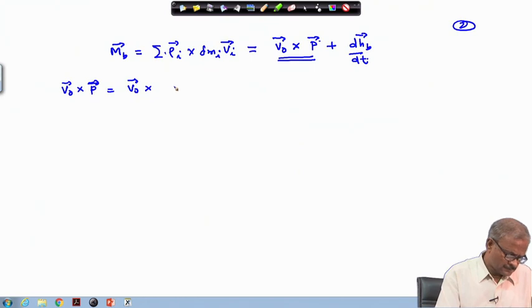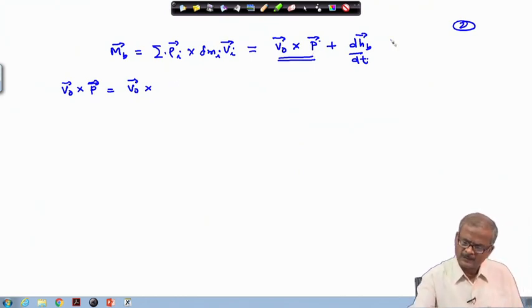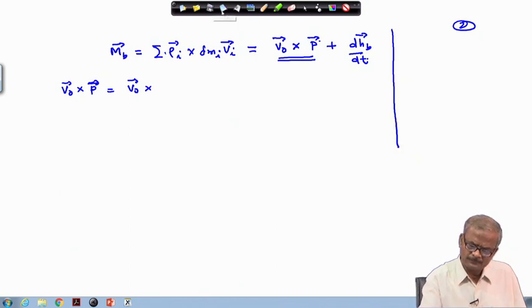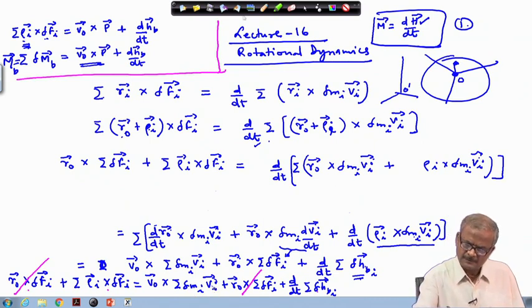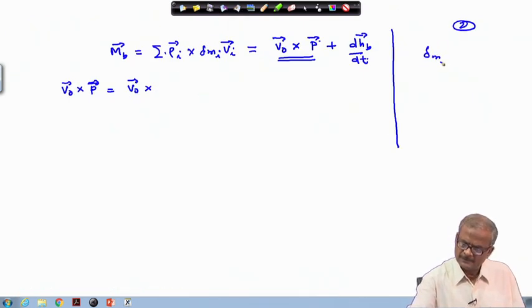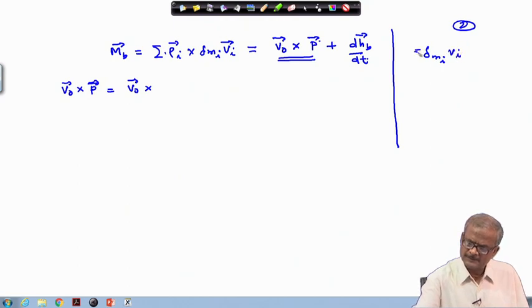Now, the quantity p that we have written, this is delta m I times V I. Okay. Delta m I times V I and summation over the whole body, this is what we have written.